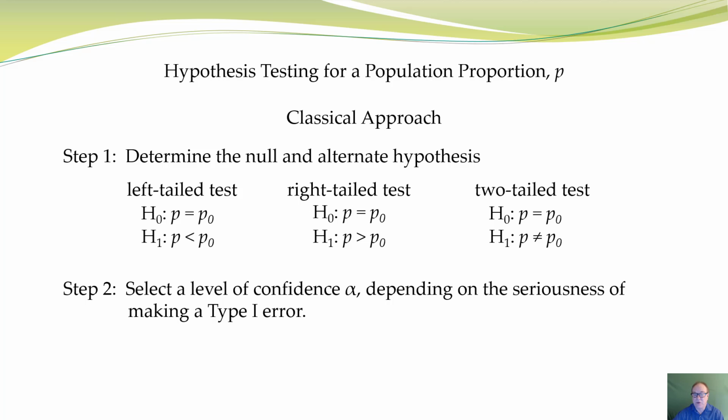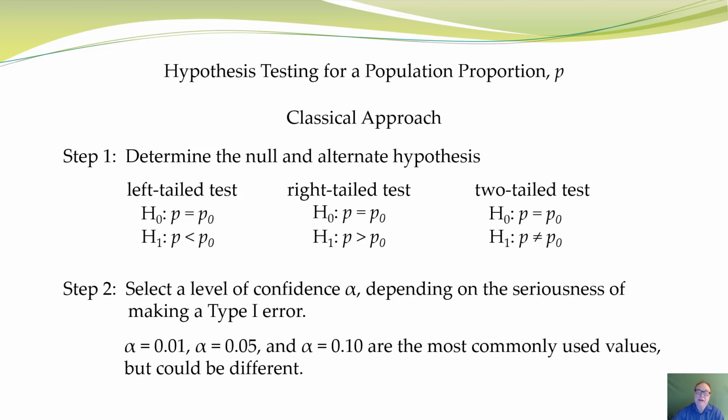Step 2, select a level of significance alpha depending on the seriousness of making a type 1 error. Most of the time, 1%, 5%, 10% are used. So alpha would be 0.01, 0.05, or 0.10 most of the time. You could use different ones.